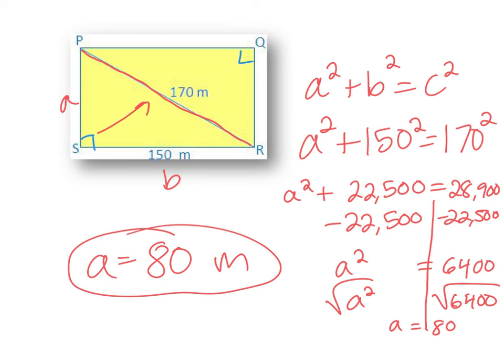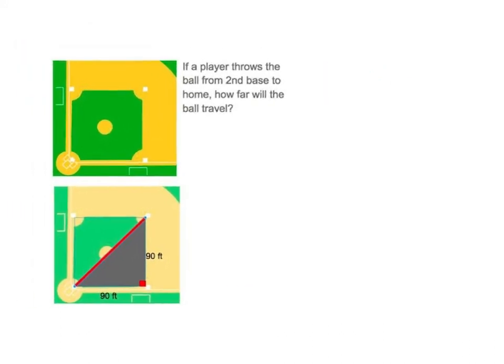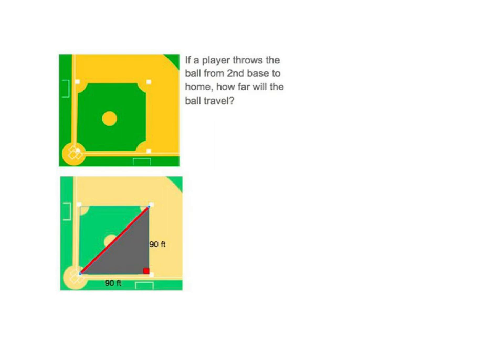Okay, I have one more for you sports lovers. There's a picture of a baseball diamond. It says if a player throws the ball from second base to home, how far will the ball travel? Well, we need a little bit of information. If you remember from gym class or if you play baseball, this is home down here. This is first base, second base, and third base. So you'll see on the triangle below, but from home to second would be all the way here.